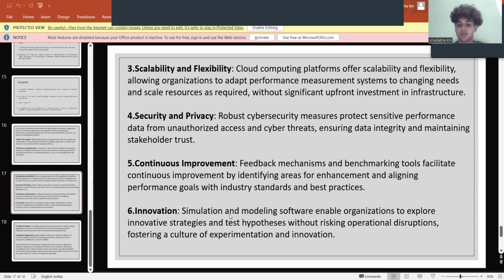Innovation: simulation and modeling software enable organizations to explore innovative strategies and test hypotheses without risking operational disruptions, fostering a culture of experimentation and innovation.